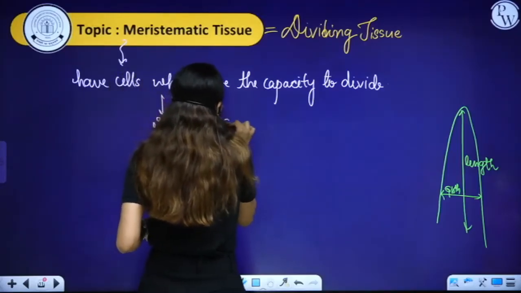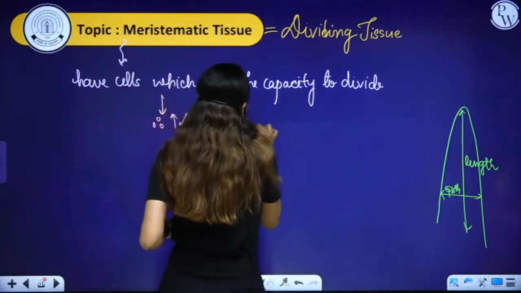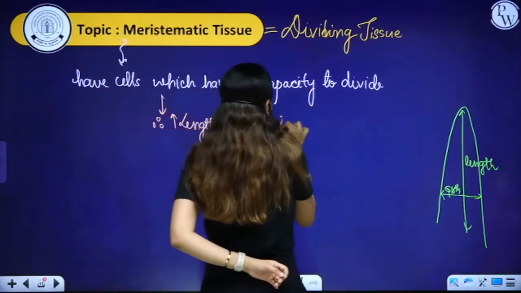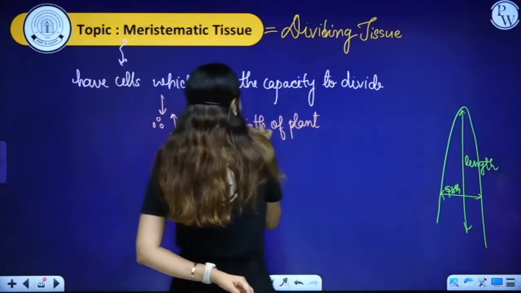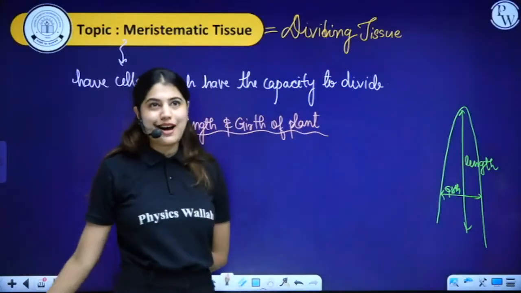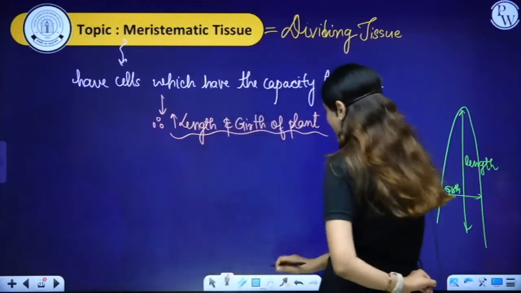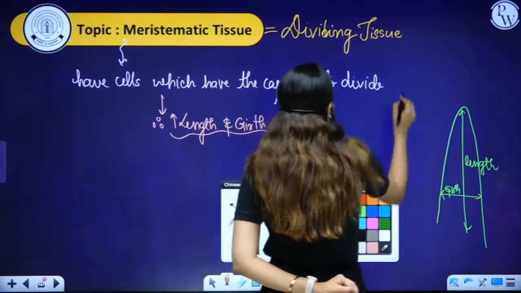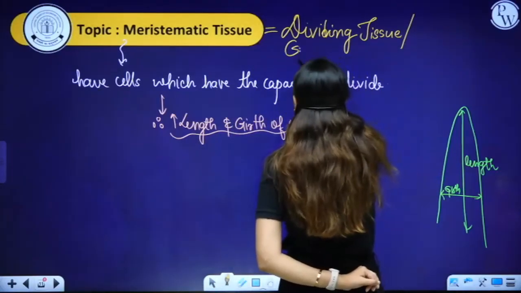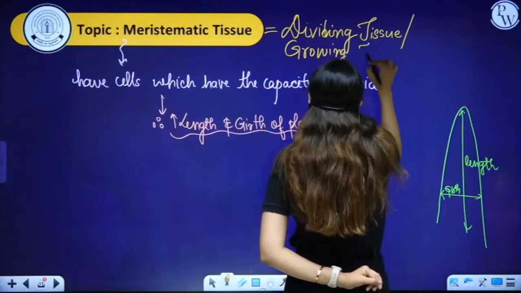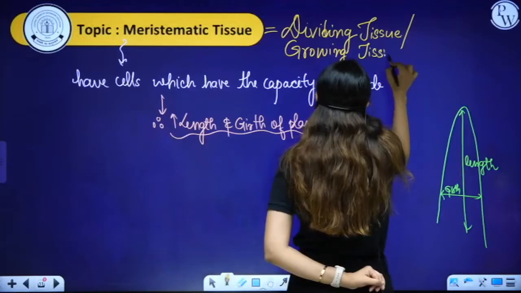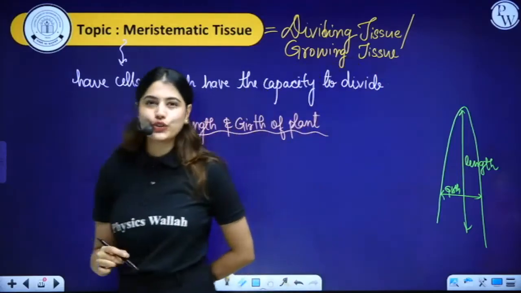It increases the length and the girth of the plant, and therefore it is helping in the growth of the plant. Hence it is also called the growing tissue. The other name of this tissue is growing tissue. It helps in growth of the plant.